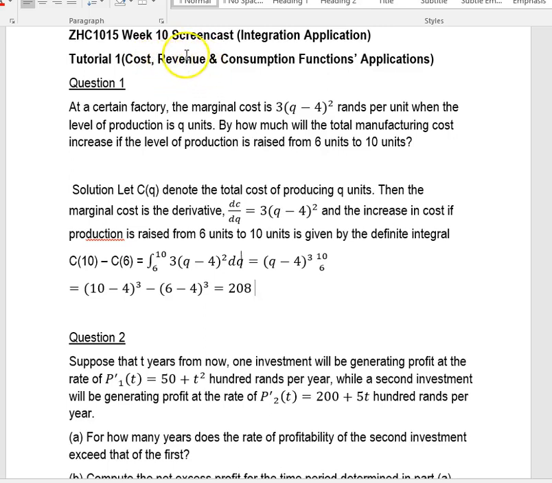In the revenue also, we'll look at how to derive the total revenue from the average revenue and even the demand function. And then the consumption functions, we shall see how to determine the consumption functions from marginal propensity to consume. Now let's look at example 1.